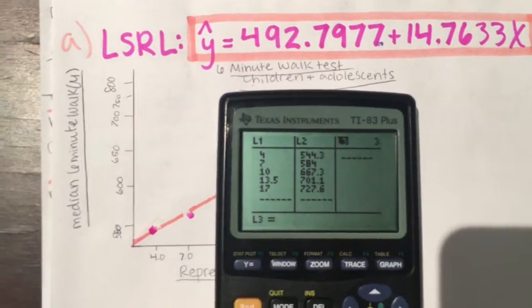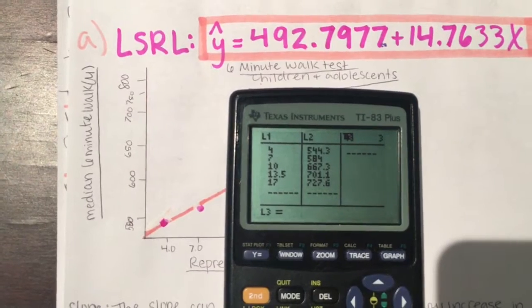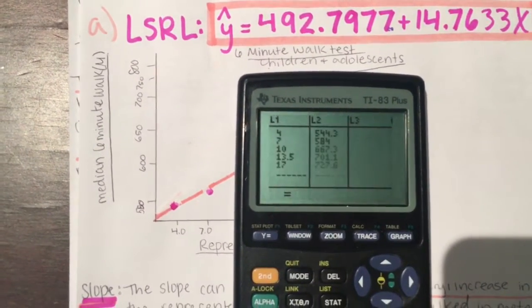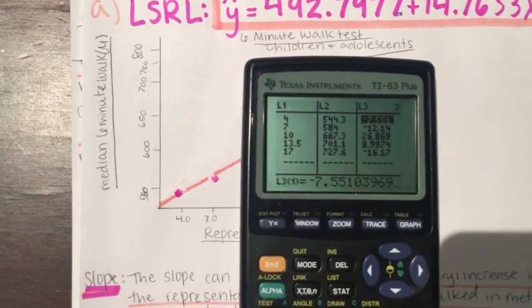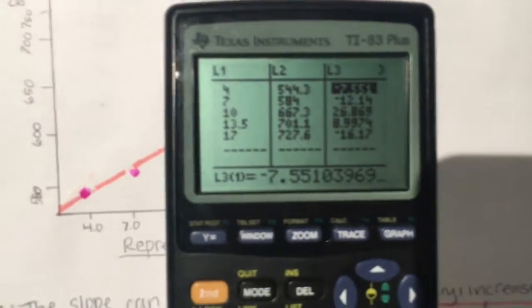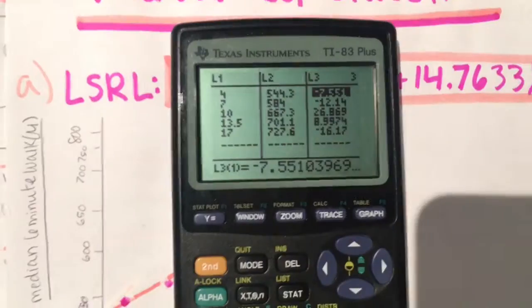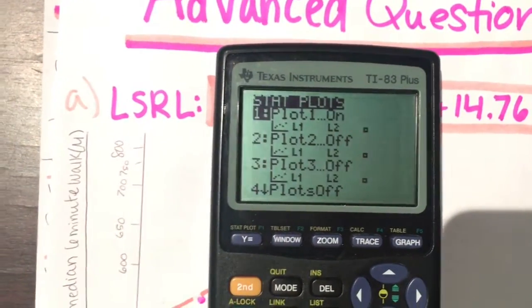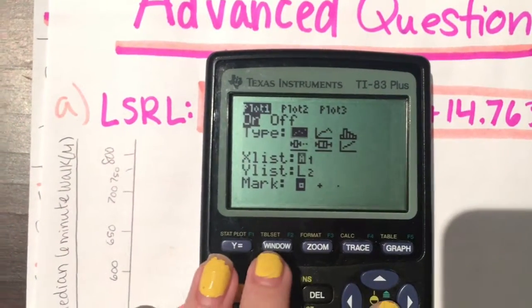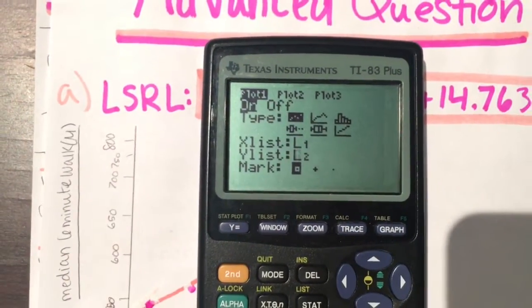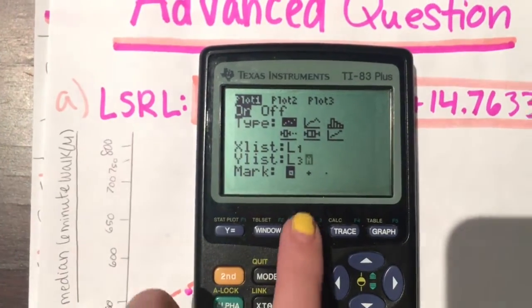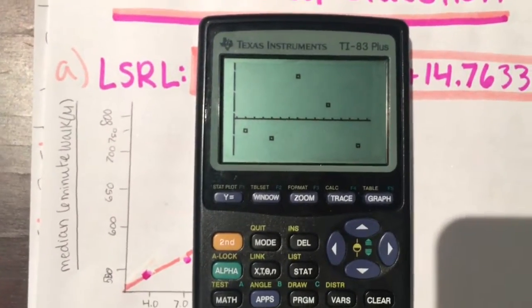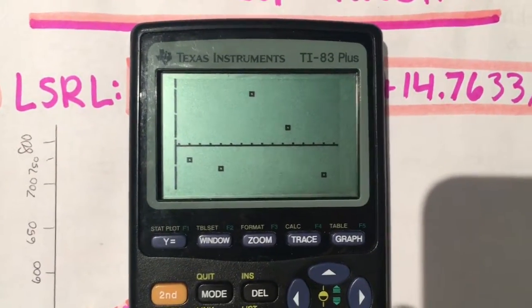In list 3, I'm going to hit second, stat, 7, which is resid, and hit enter. And that's going to give me my residual points. To plot this, you're going to have to go to second, stat plot, and switch list 2 into list 3. Then hit zoom 9. And that's what the residual plot looks like.